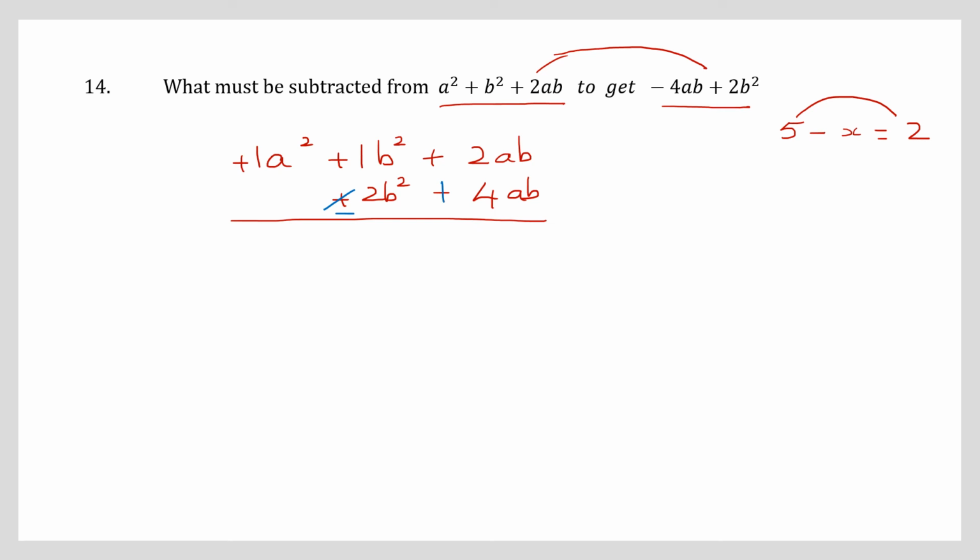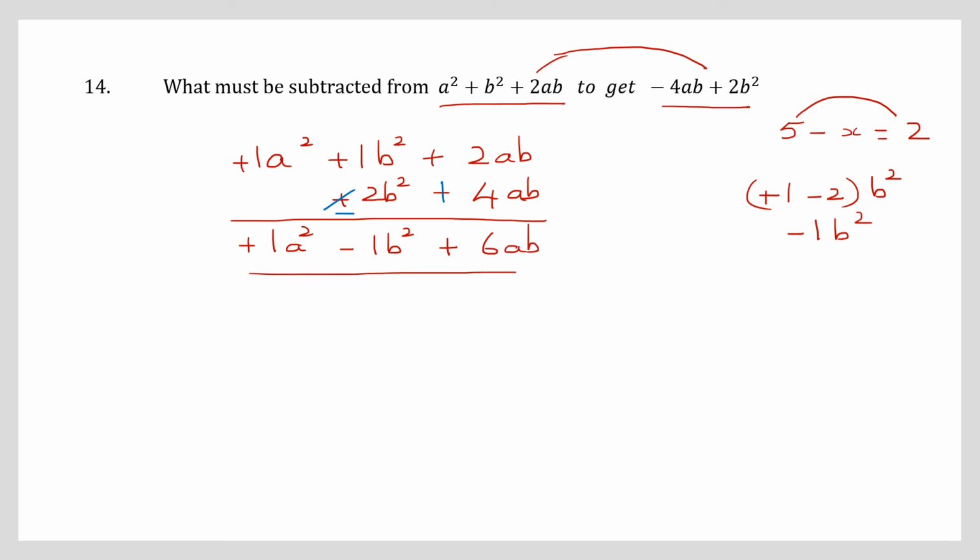Okay, so plus 1a square will remain the same. Now here it is plus 1 minus 2b square. Plus 1 minus 2 becomes minus 1b square. Your signs are the same, so plus 2 plus 4 is 6ab. So this is your answer.